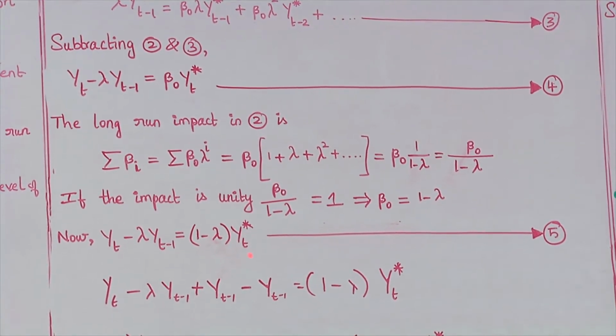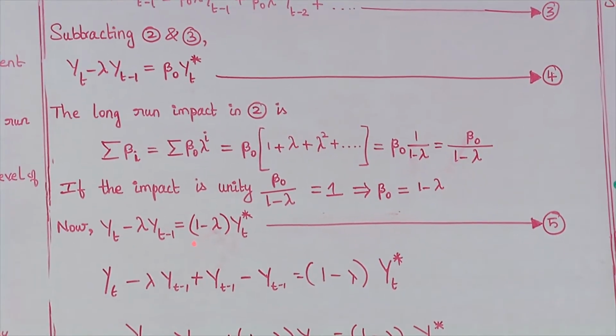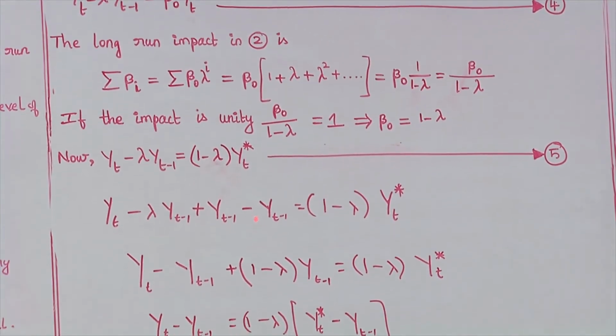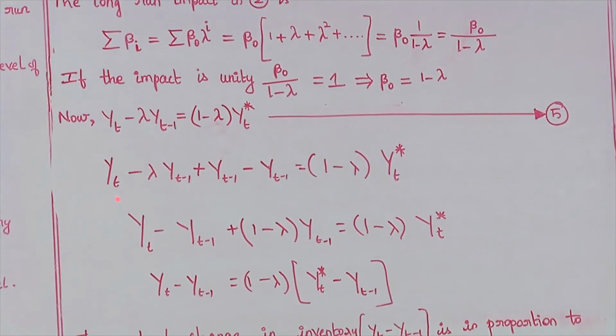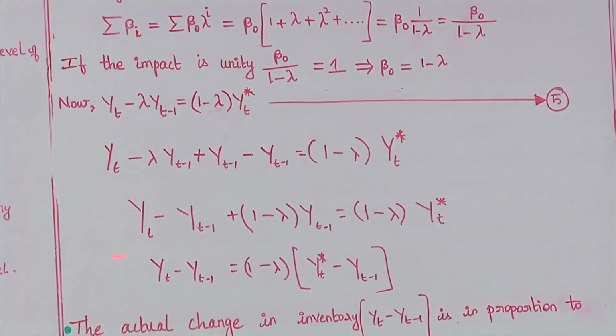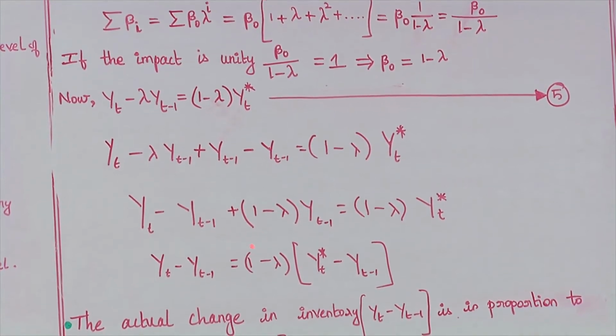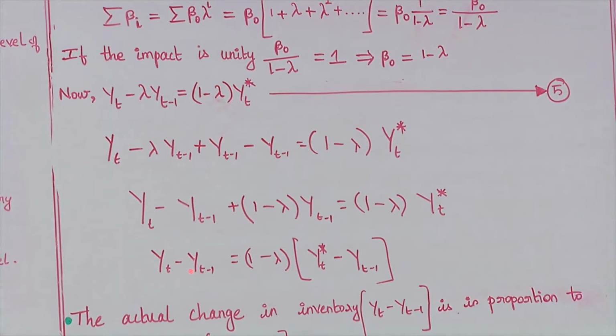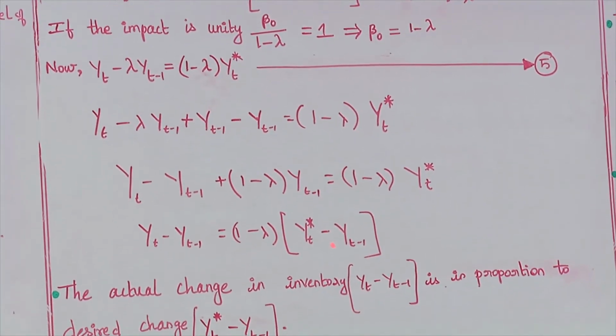Now, the fourth equation becomes, after substituting the value of beta 0, Y t minus lambda Y t minus 1 is equal to 1 minus lambda times Y t star. Let us take this as the fifth equation. Now, we are doing some small algebraic manipulation. We are adding Y t minus 1 and subtracting Y t minus 1 in this fifth equation. Then we rearrange the terms, putting Y t and Y t minus 1 together and clubbing the other things together. We get 1 minus lambda times Y t minus 1, and the other side remains. Now, we may take this term to the right hand side. So, you get Y t minus Y t minus 1 is equal to 1 minus lambda times Y t star minus Y t minus 1.